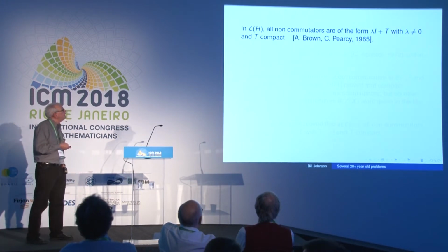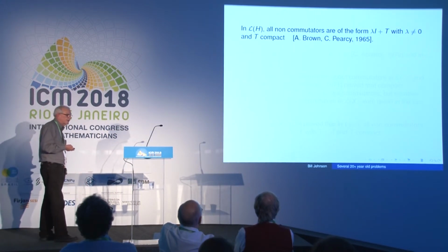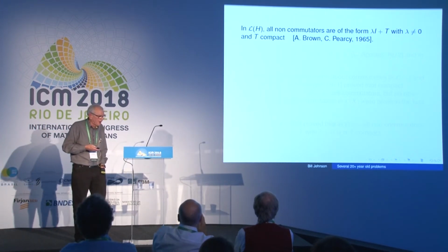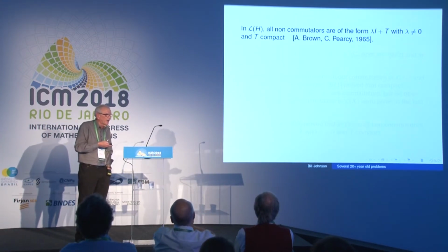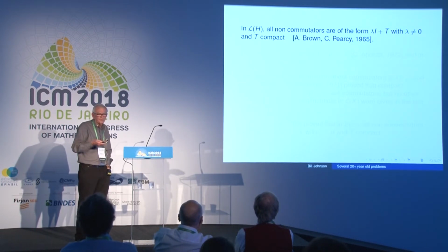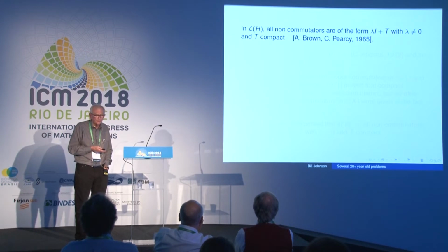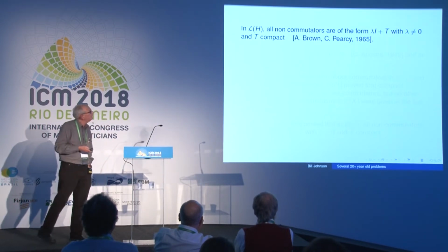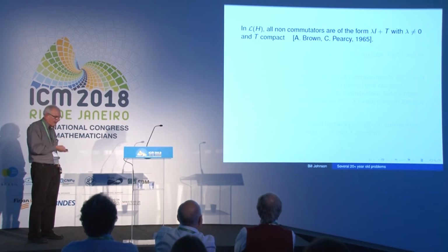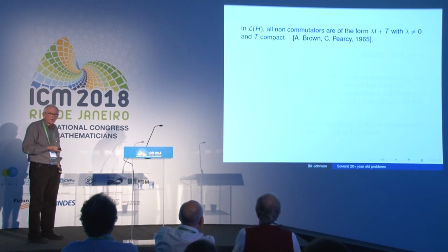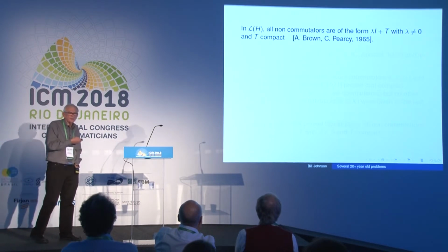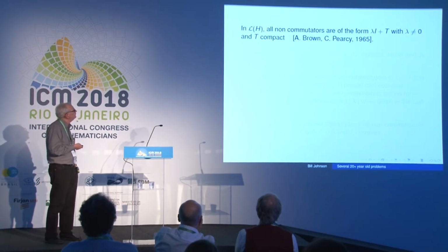A breakthrough was made in 1965 by Carl Pearcey and Arlen Brown, after the problem of classifying the commutators on L of H, where H is a separable infinite dimensional Hilbert space, was popularized by Halmos some 10 years earlier. There's a lot of study of this, and they were able to show that the Wintner obstruction to being a commutator is the only obstruction in this particular space, the bounded operators on a Hilbert space.